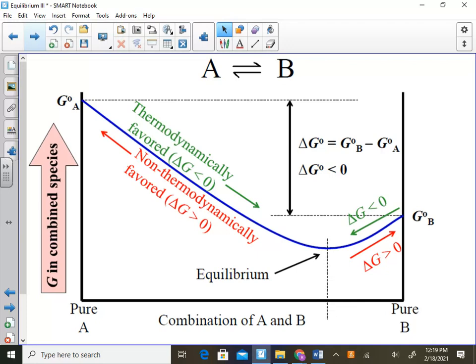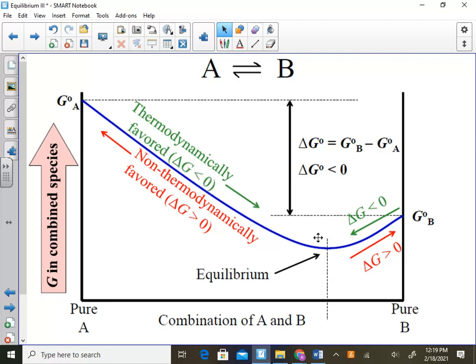Looking at a graph like this, if we look at A and B, A is our reactant, B is our product, and we have the G value for A and the G value for B. G has a higher value for A than for B. So if we calculate the products minus the reactants, in this case we get a negative delta G. In other words, going from the reactants to the products, there is a release of energy. So the forward reaction is favored.